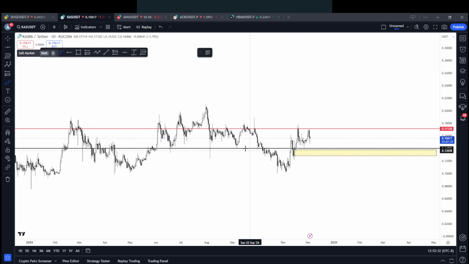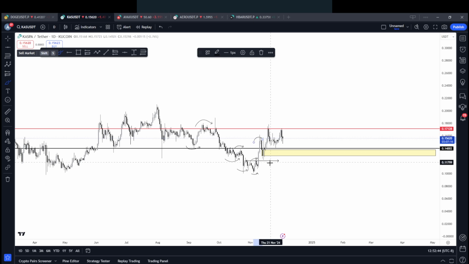So if we take a look, right, we have structure, right? Once we broke above this, we had the bullish structure. Here is your higher high. Here's your higher low. Here is your higher high. Here's your higher low, right? This can easily go from here to make another higher high, right? And then come back down.